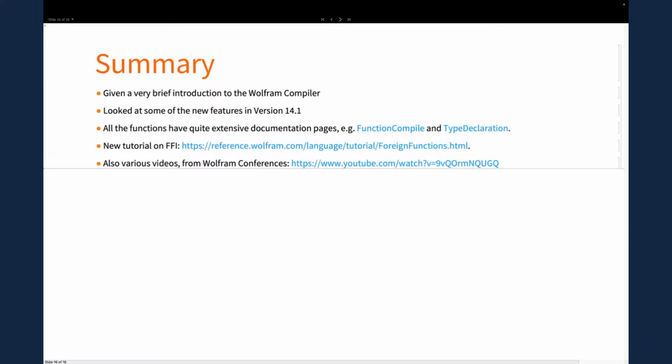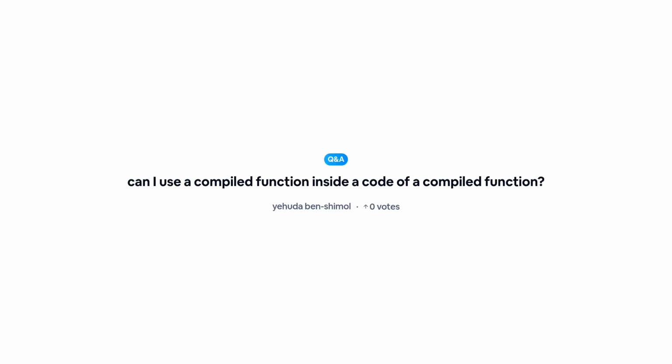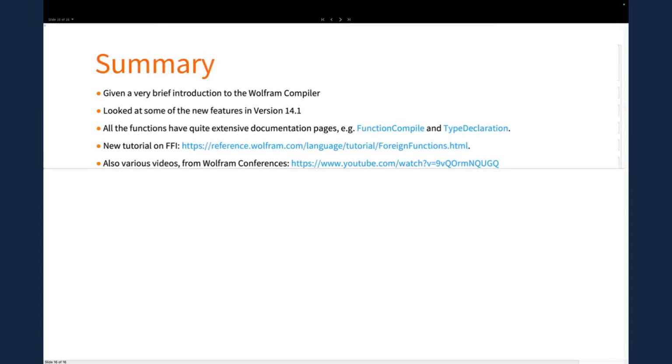So can I use a compiled function inside the code of a compiled function? The answer to that is yes. I think there's an example of that in the documentation. You can pass a compiled code function in as an argument, and that works. Yes. So that's the answer there.